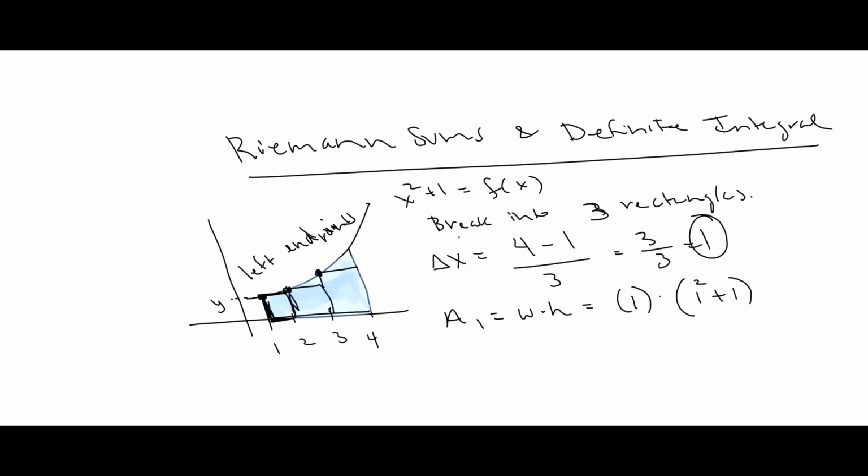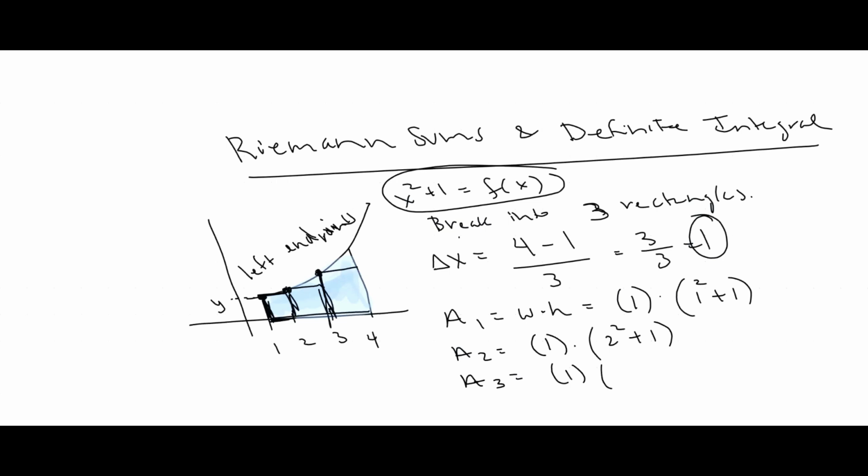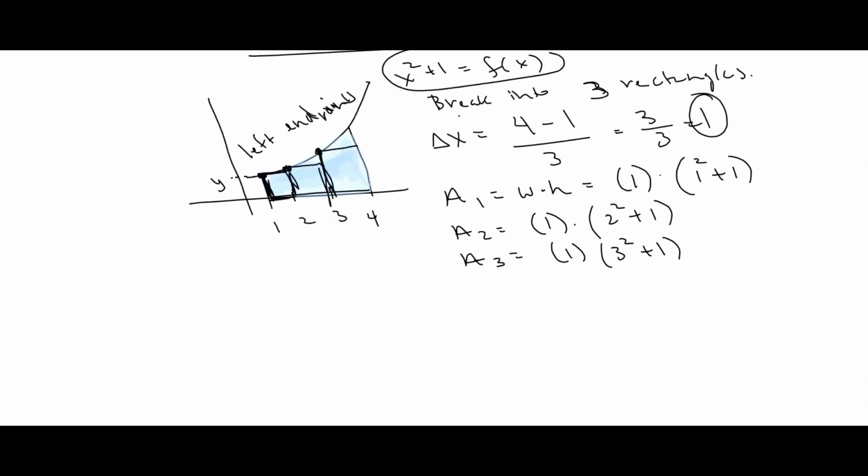And then the area of the second is going to be the width times the height. Well, now we're just going to plug in the 2 into our function. And then the third rectangle will be the width times the height. And this height, we're just going to plug in a 3 because we're right here. And then we can just add these up. So we get the formula, notice each time we multiply by the width.